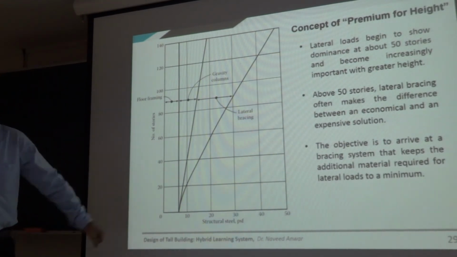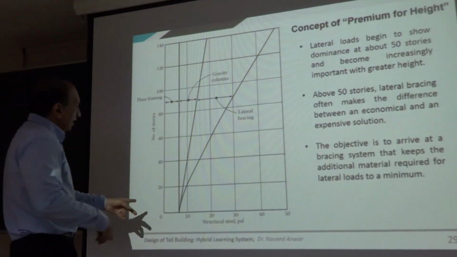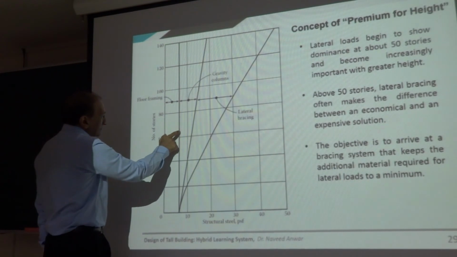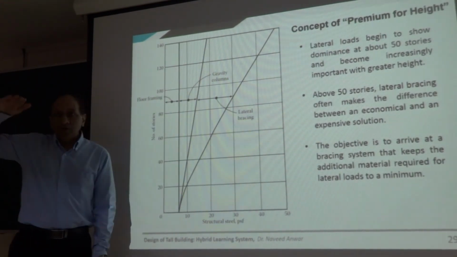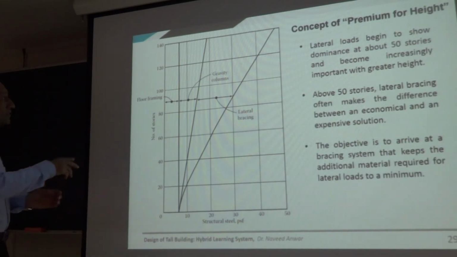Now please look at this graph and try to see what it is saying. This is the floor framing, which is constant, right? Every floor, we assume it is designed for its own gravity. It doesn't matter whether you have 10 floors, one floor, another floor. The cost of one floor framing, we assume remains the same because we are not linking it with anything else, right?